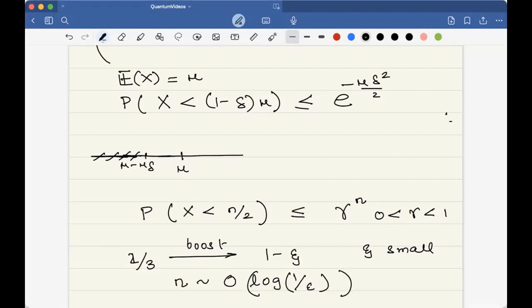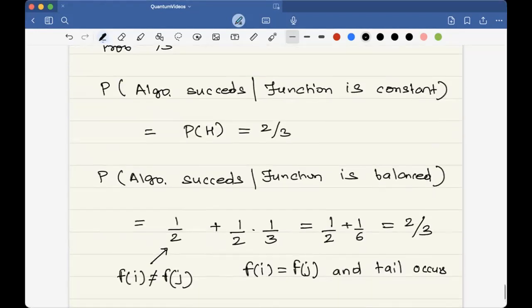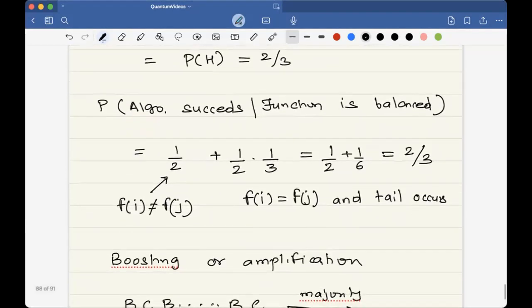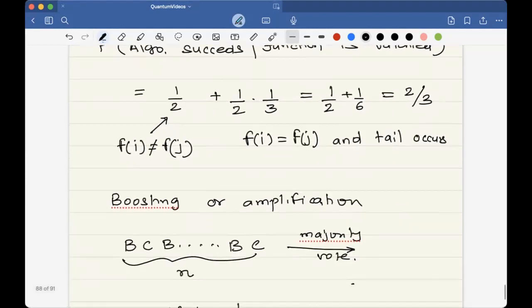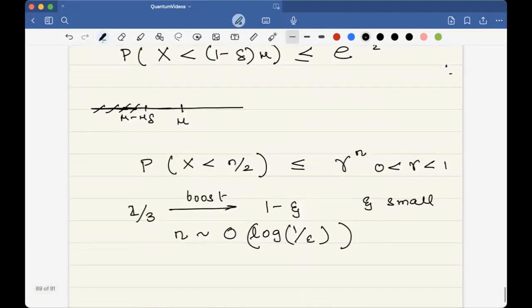Okay, so we run the original algorithm that we devised over here, which gives success probability of 2 over 3, and then do this boosting by rerunning the algorithm n times, not that many times. It is just of order log of 1 over epsilon, where 1 minus epsilon is your expected success probability. And then you get the correct answer with a very high likelihood.